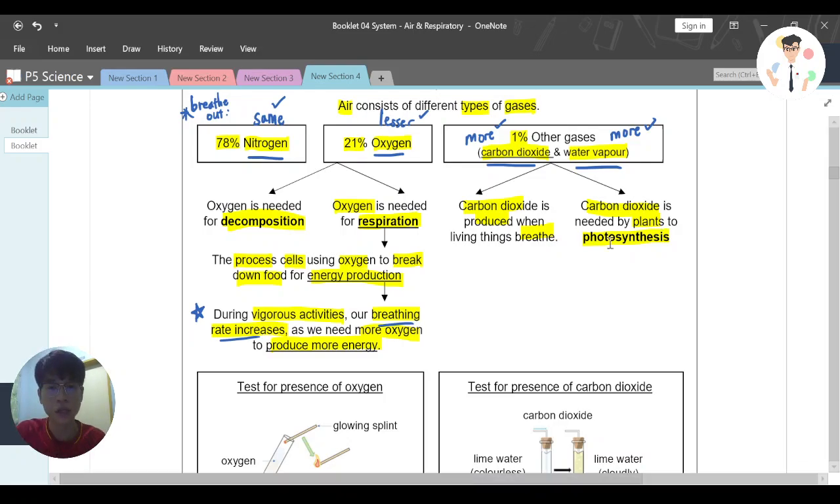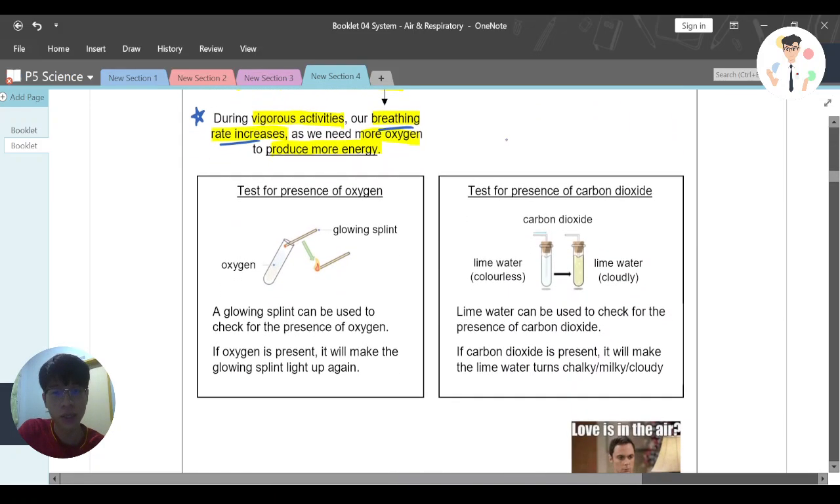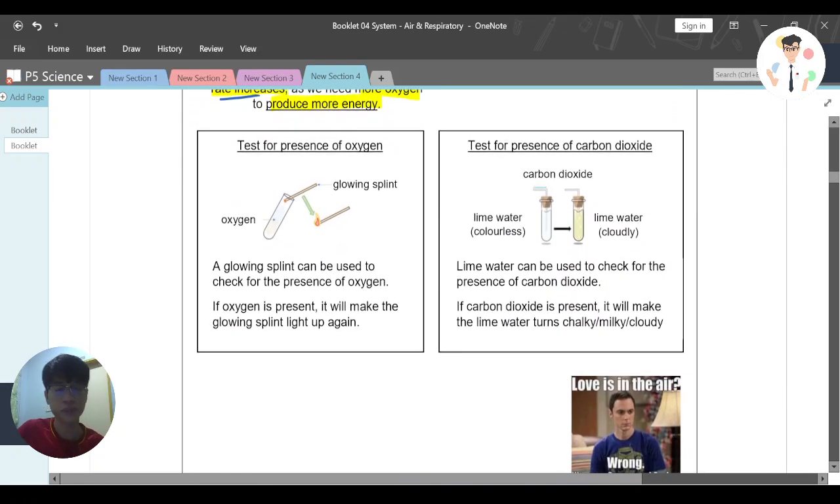So let's quickly look at two things that are very, very important. As you can see, we're discussing oxygen and mainly carbon dioxide, because these two are very important topics in our lesson. So let's look at this: tests for the presence of oxygen. Another one is the test for the presence of carbon dioxide. We need to know the experiment setup that we can use to test whether there is oxygen or not.